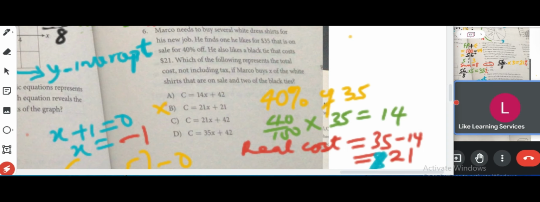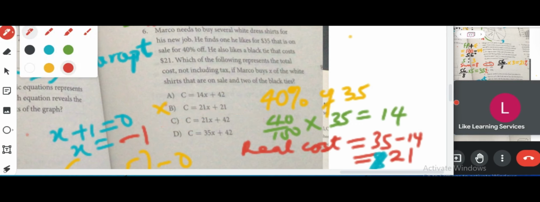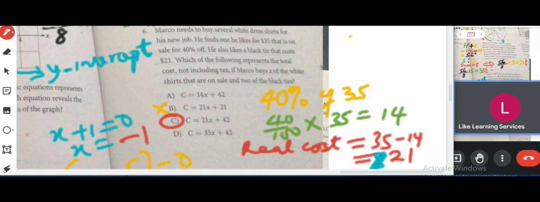So which one is the answer? The answer can now show. Can you see that? Obviously C. I think that was the one you chose. Yes. So C is correct. Sorry, the mistake I made. I thought it asked for one shirt, one black tie. I didn't know it is 2 black ties.